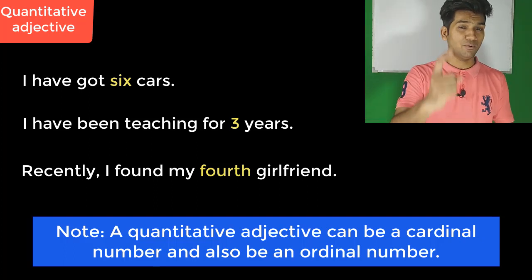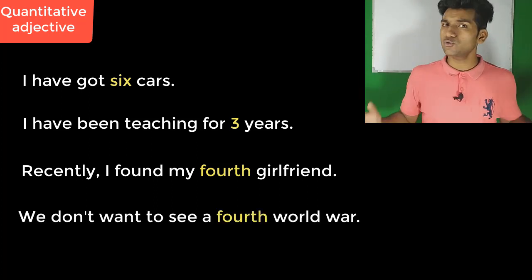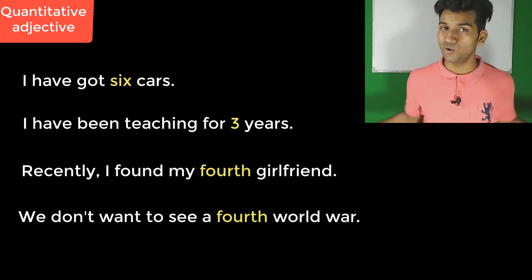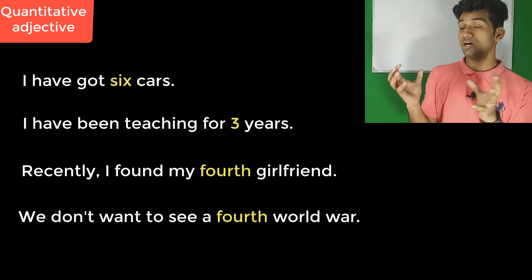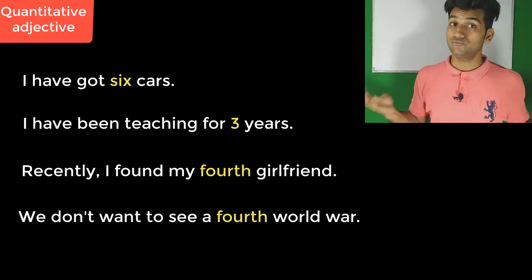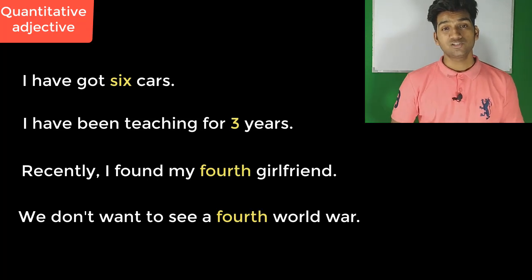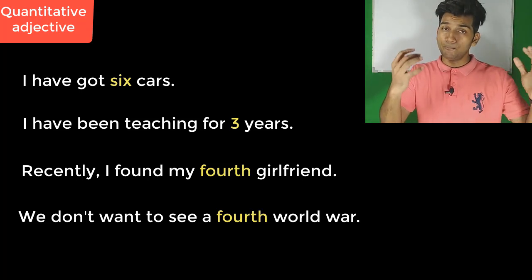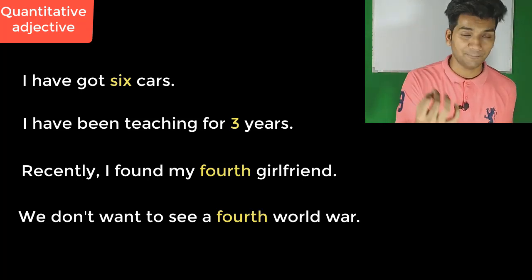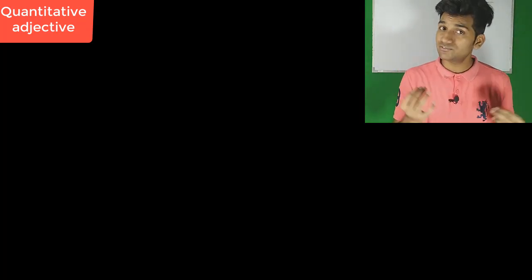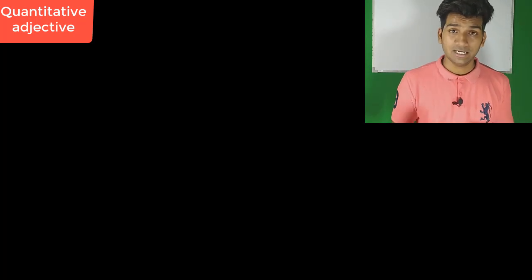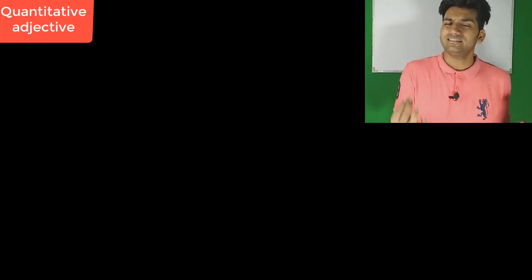Let us take one more example. We don't want to see a 4th World War. So 4th is our quantitative adjective, modifying the noun World War, telling us the number. So a quantitative adjective modifies a noun by giving a number. Sometimes it doesn't give you an exact number. It gives an uncertain number.